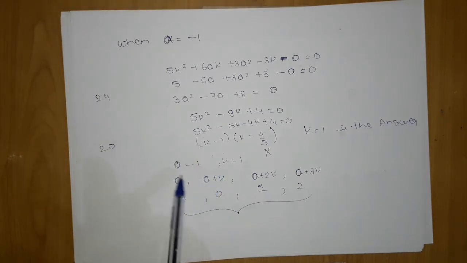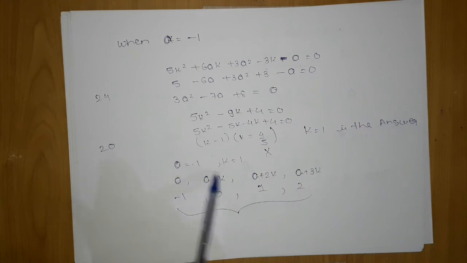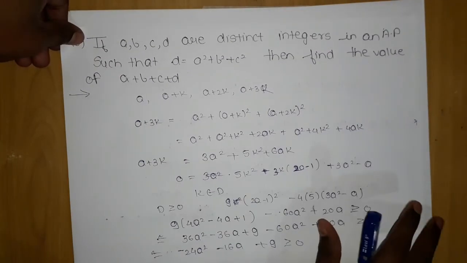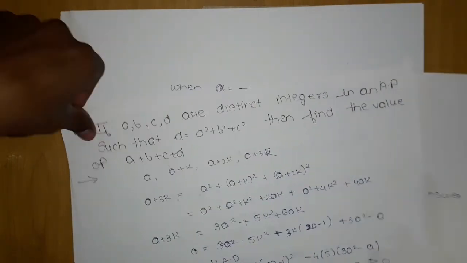Okay, after that when I got a is equal to -1, I got k is equal to 1. That was the only solution possible, so I got a plus k, a plus 2k, a plus 3k. For this I get the answer -1, 0, 1, 2. Okay, so this was the solution of question number 10.